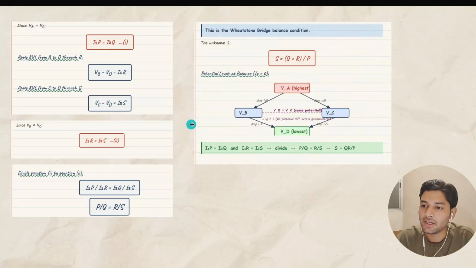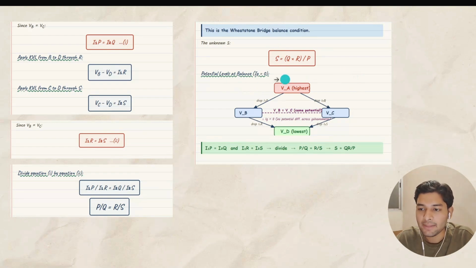So this is the Wheatstone bridge balance condition. To find the unknown S, again we use the ratio. Most questions ask to find the unknown resistance S. So to find the unknown resistance, instead of P by Q into R, we will do Q into R by P.